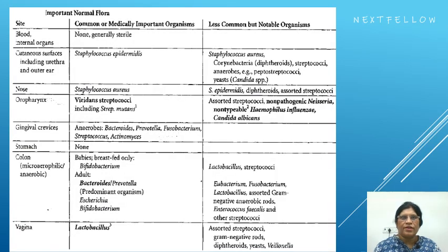Then we have the important normal flora. This is a very important slide. Normal important flora. You can see the sites, I will discuss it with the sites.